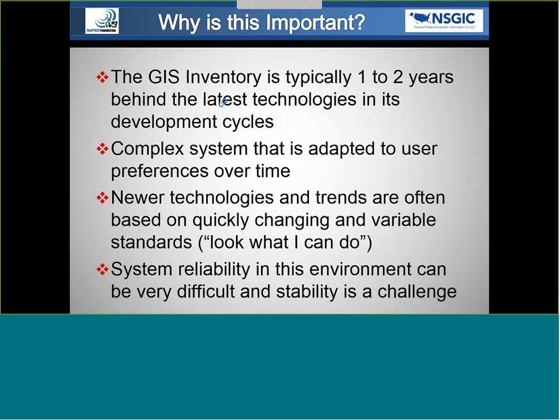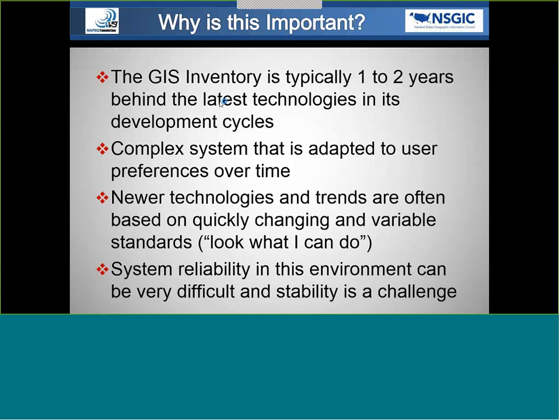The GIS inventory is typically 1 to 2 years behind the latest technologies in its development cycles. It's a very complex system that we've put up, and in order to chase these newest technologies, it really takes about a year's lead time to integrate them into the system, get them fully tested in 4 or 5 different web browsers and different operating systems. And so it's a process. So we do not immediately turn over to the next technology, but we do incorporate them based on those trends in the industry and what the users tell us that they need.